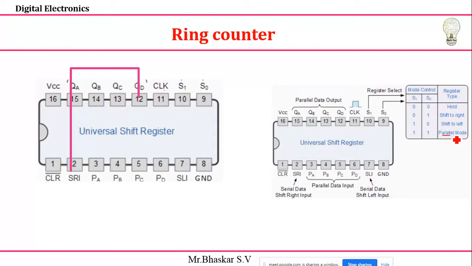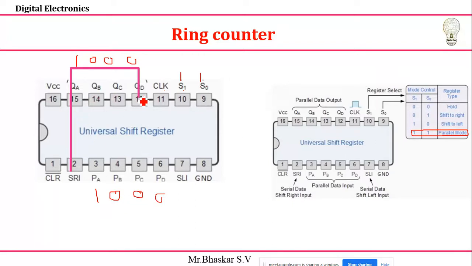First I'll go for the parallel mode. In the parallel mode, if I make my select lines 1 1, then whatever inputs you give will be loaded. For example, here the input I want to give is 1000. If I give my select lines 1 1, then it will load the 1000 value to QA, QB, QC, QD. Just 1 0 0 0 will appear. It is called parallel loading. So if I make my select lines 1 1, the 1000 value will be loaded to QA, QB, QC, QD.